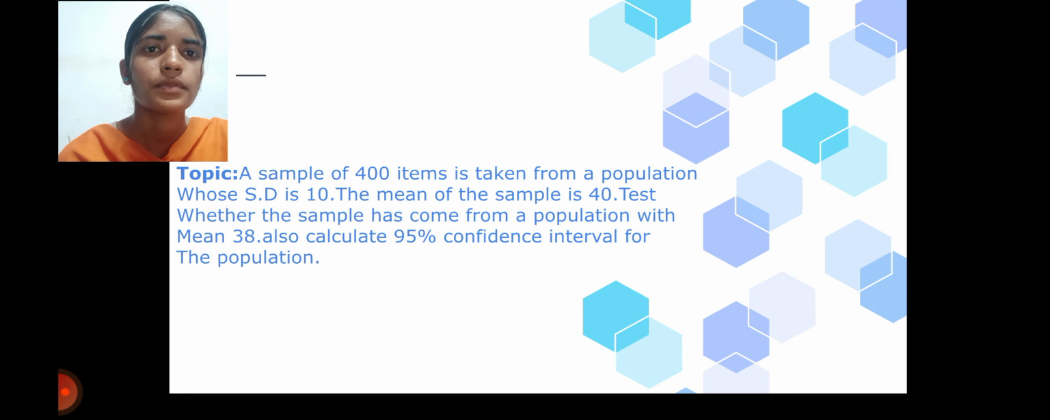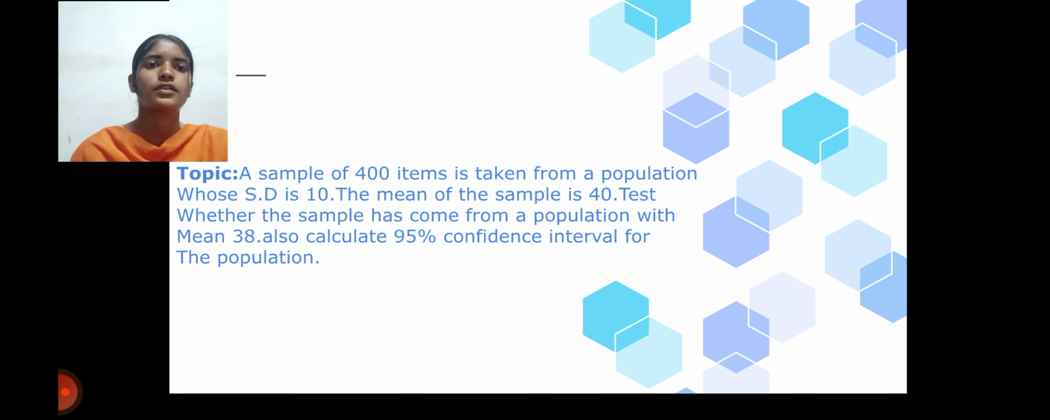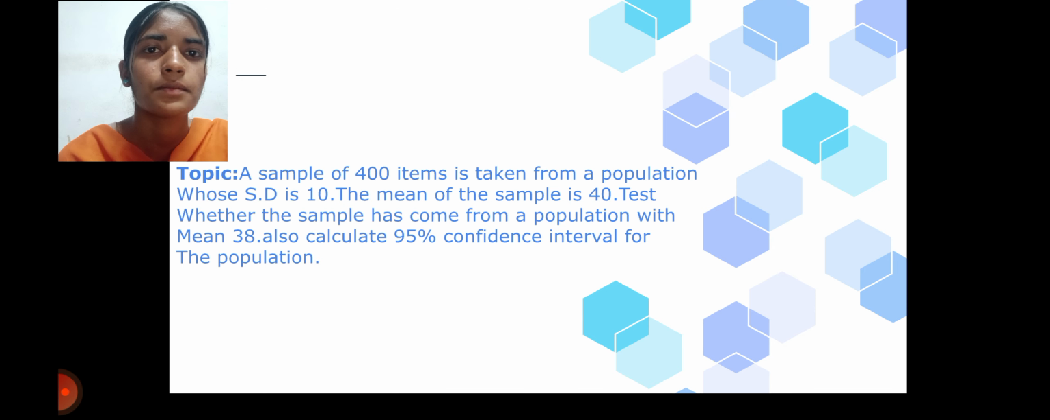This is my topic. A sample of 400 items is taken from a population whose standard deviation is 10. The mean of the sample is 40. Test whether the sample has come from a population with a mean of 38. Also calculate the 95% confidence interval for the population.